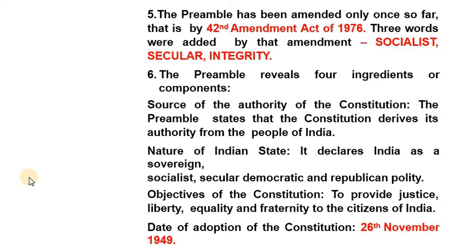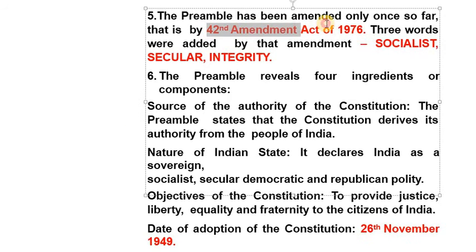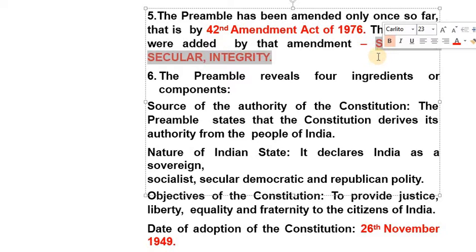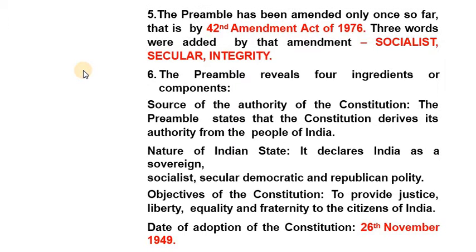To remember these three words, just summarize it as ISS: Integrity, Socialist, Secular. These are the three terms added by the 42nd Amendment Act 1976. It has been asked in the exam, so note it down.